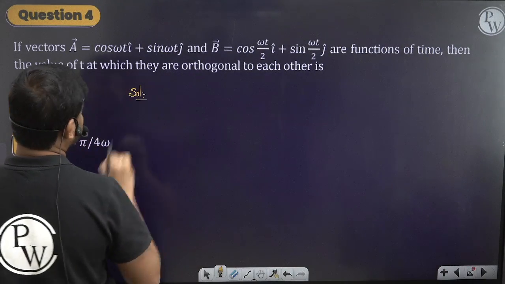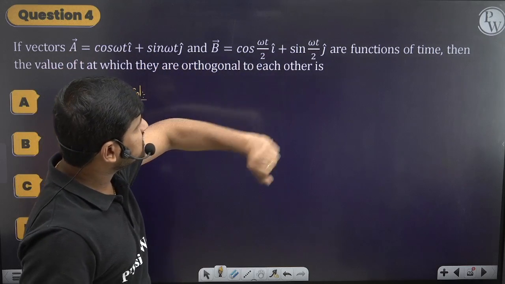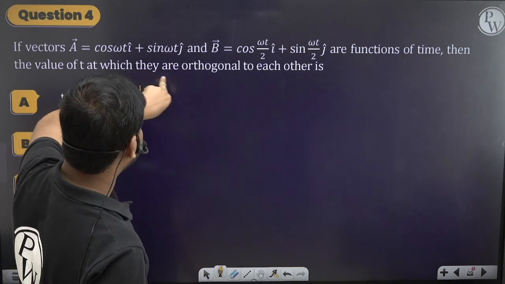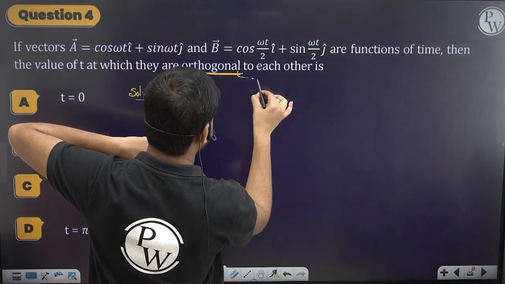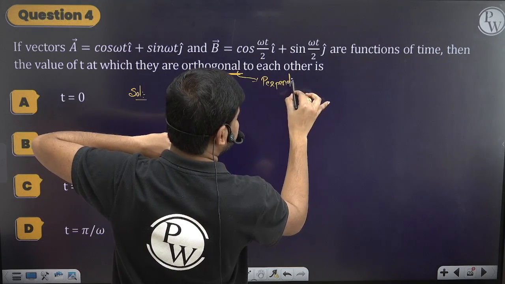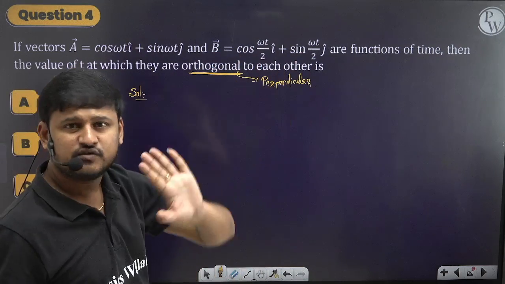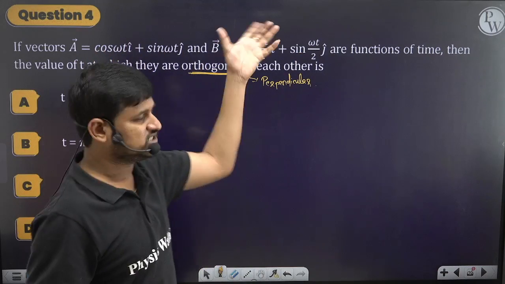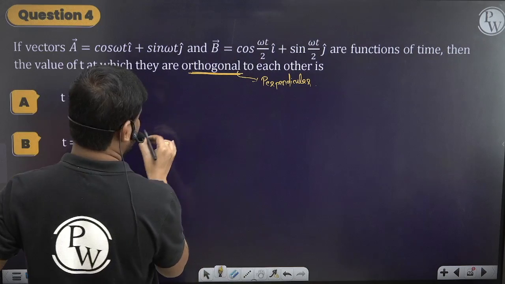Let's take one more question. What are they saying in the question? Vector a is given and vector b is given, and they are functions of time. Find the value of t at which they are orthogonal to each other. Orthogonal vectors mean perpendicular vectors. So vector A is perpendicular to vector B. Don't be afraid of seeing the omega. Just follow the procedure. That's it. Okay, chalo.